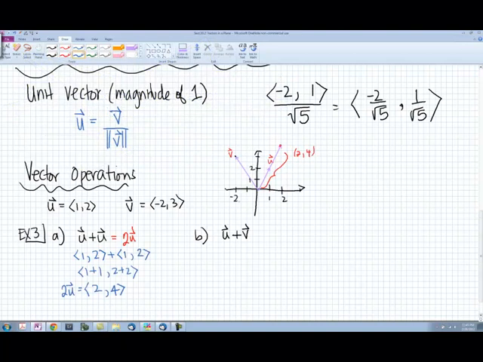Now what about adding vector u plus vector v? If I want to add two vectors together, we need to add them in a special way.